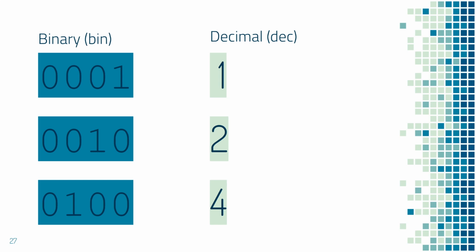So we have a 1 in the first position over here, and a 1 in the second position is twice as powerful, so it goes from 1 to 2. And now if we move that 1 over to the third position here, it's twice as powerful as the previous number, so this one is actually 4.